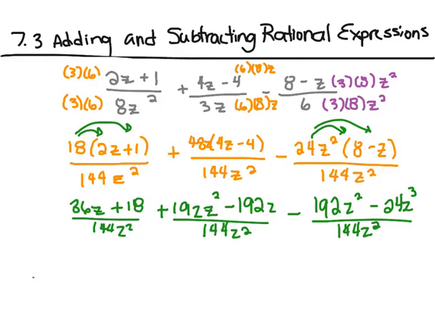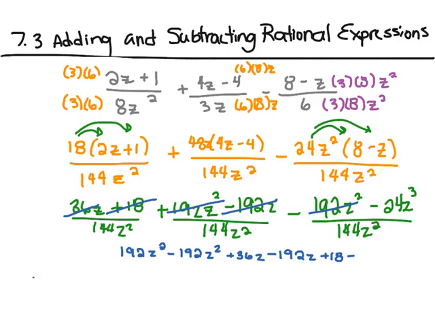Now we are going to rewrite it with all as one rational expression. So we have, and we're going to put our terms together. So we have 192z squared minus 192z squared. So that's those. Plus 36z minus 192z plus 18 minus 24z to the power of 3 all over 144z squared. If you want to skip this step, you can. The final answer, this cancels this.